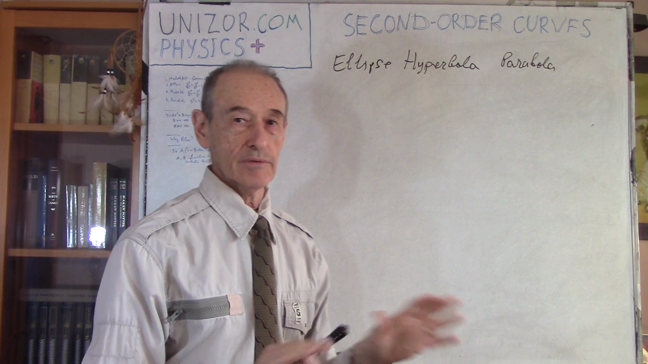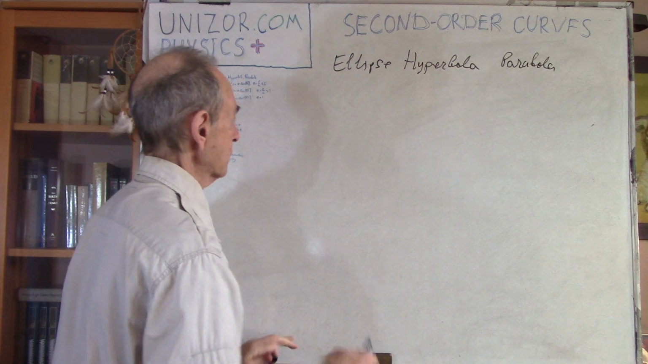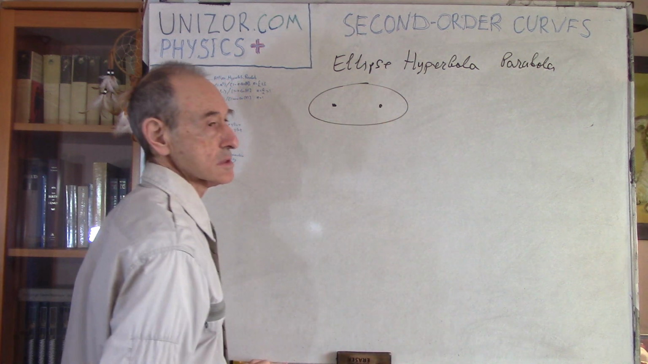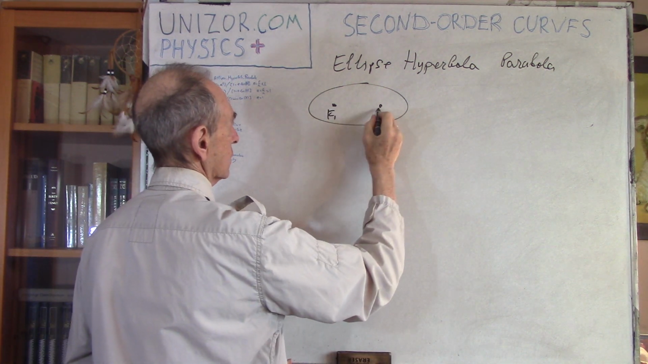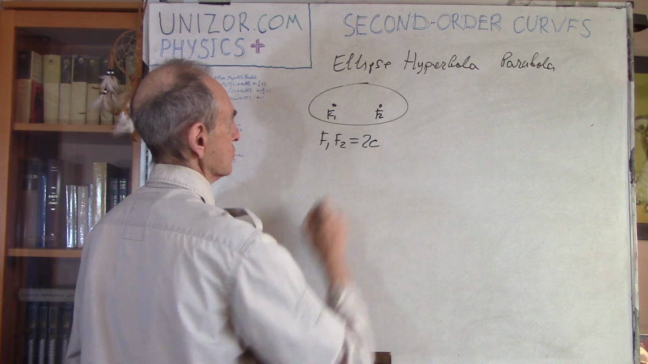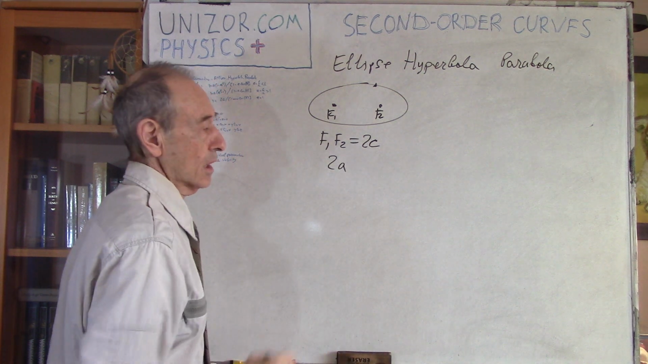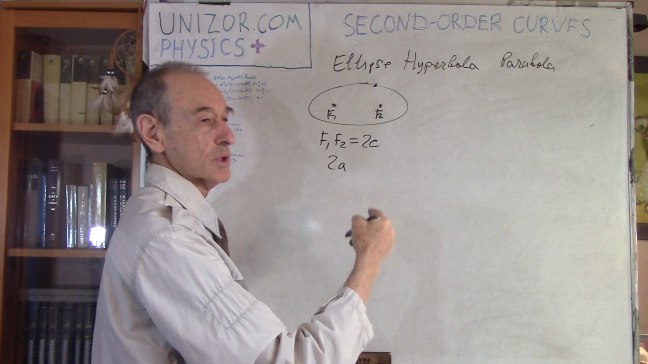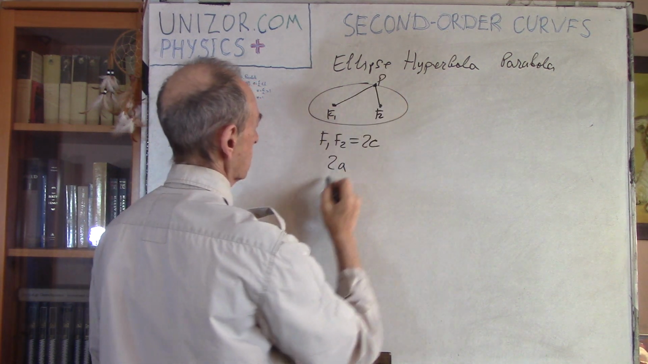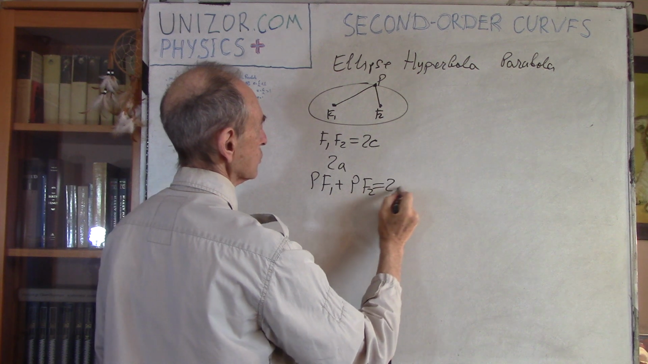So let me make a very quick recap about what these three are. First of all, the definition of an ellipse. You have 2 given points, F1 and F2. The distance between them is 2c, and you also have a constant 2a. The 2 is for convenience because the equation will contain a and c. Now, the sum of these two distances, PF1 plus PF2, should be equal to 2a.